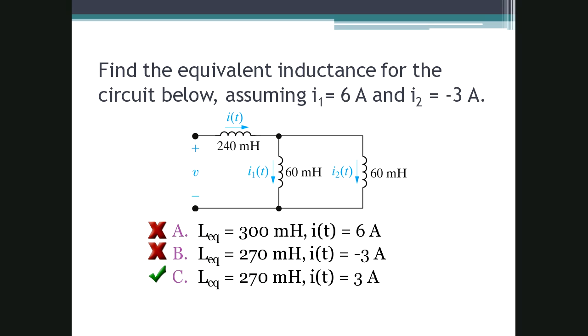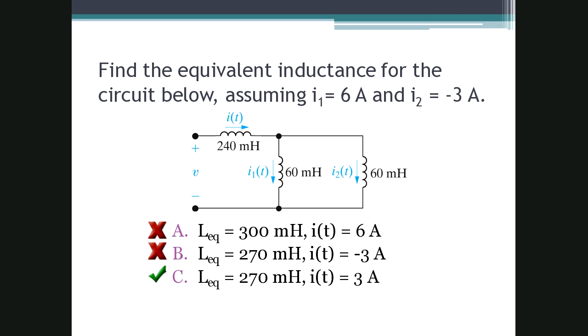Finding the total current is the same formula as for resistors. So we have the 6 amps and the negative 3 amps through that parallel network. And then we know when we look at a parallel network that we add the individual current flows, and that gives you the total current running into that entire network. So again, 6 amps and negative 3 amps gives us an equivalent of just 3 amps.